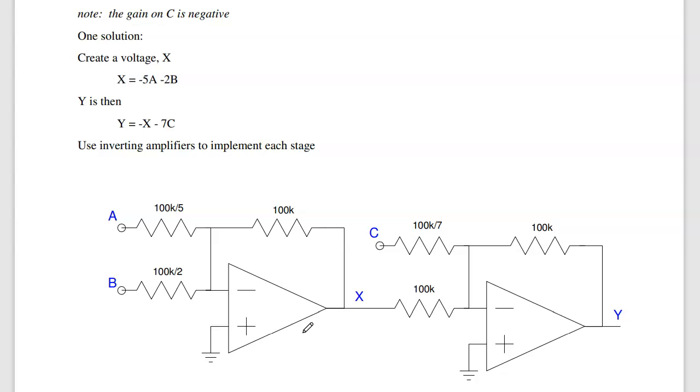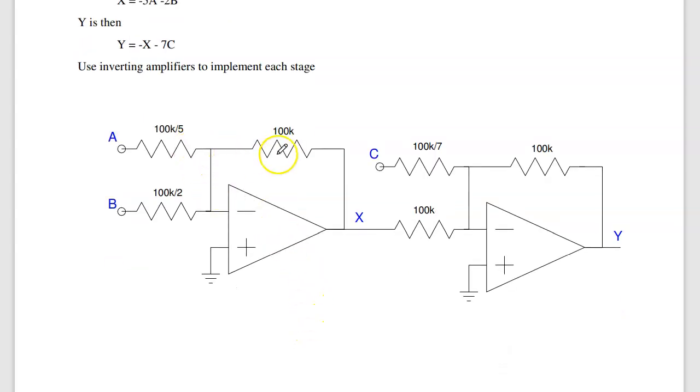Another way to do it is you could use inverting amplifiers. Here this has a gain of minus 5a minus 2 times b at x. Throw that through a second inverting amplifier, gives you double negative, plus 5a plus 2b minus 7c. Multiple ways of doing it.